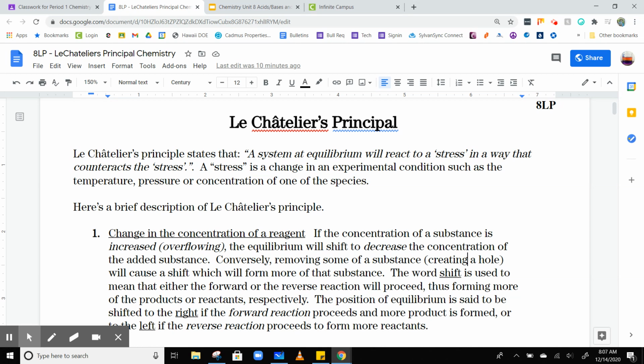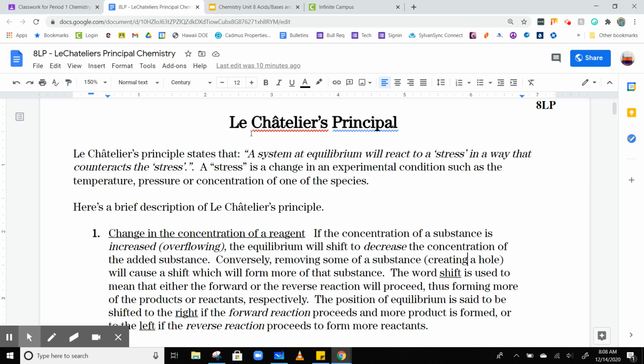Okay, so anyway, yes, Le Chatelier's principle states that a system at equilibrium will react to a stress in a way that counteracts the stress. So when we're at equilibrium, remember, equilibrium means that an equilibrium reaction goes in both directions. At equilibrium, the rate of the forward reaction is equal to the rate of the backward direction.